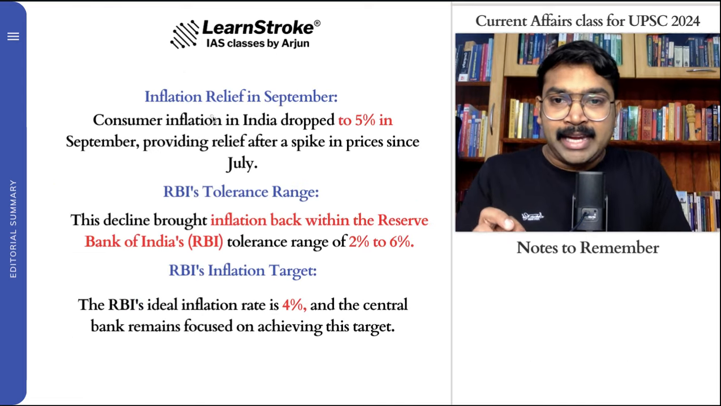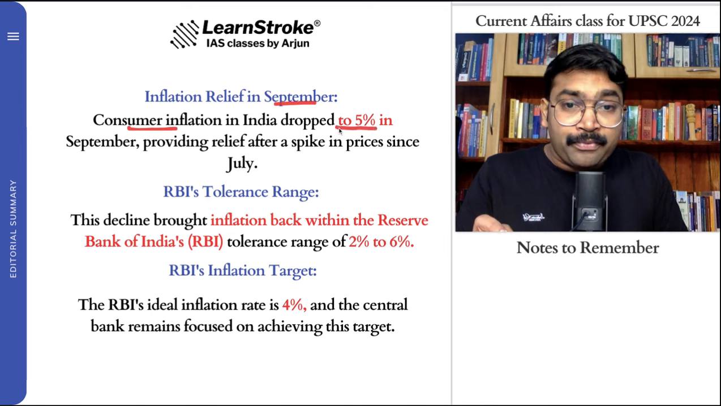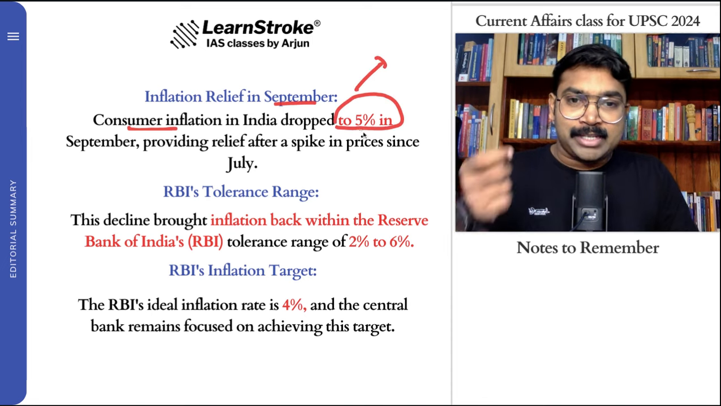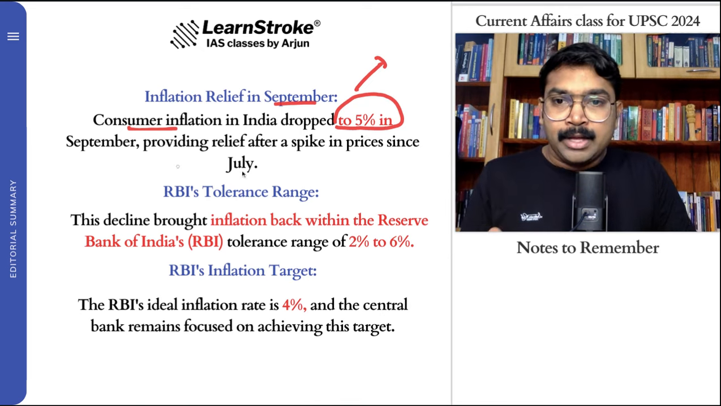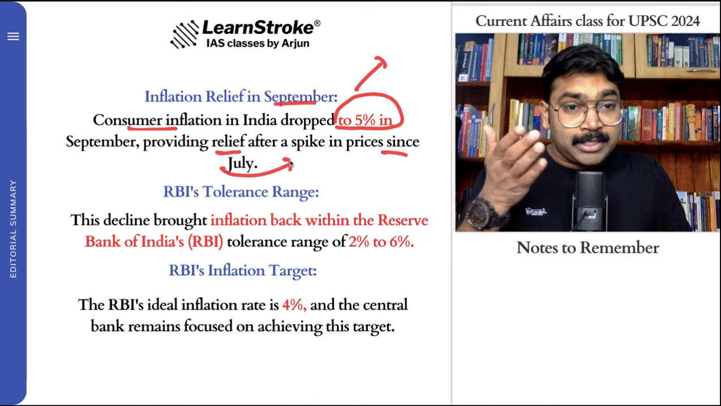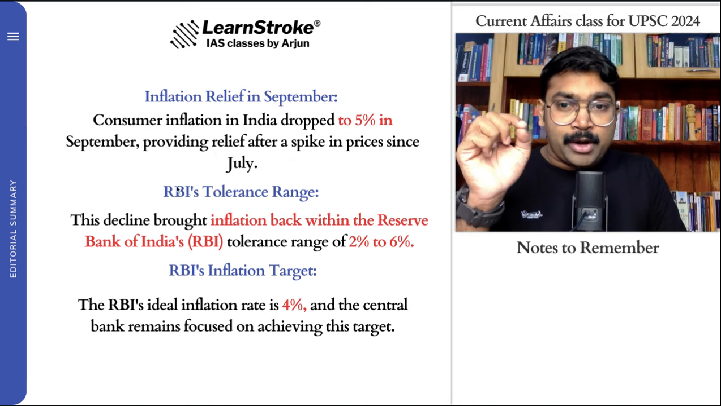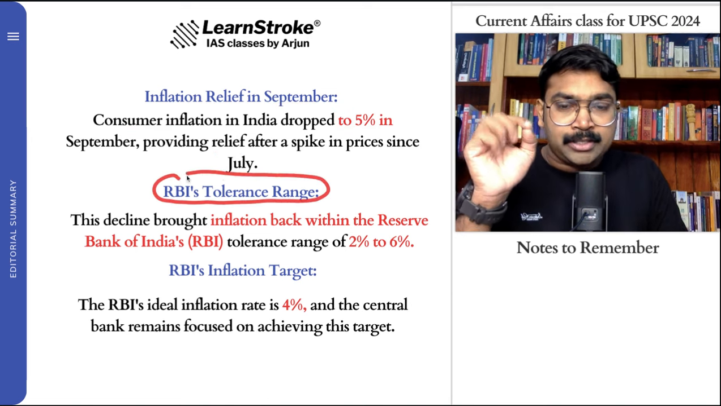The editorial says inflation relief in September. Consumer inflation in India dropped to 5%. I hope now you know what consumer inflation means. It has dropped to 5%, providing relief after a spike in prices since July. So prices were high from July, and it has dropped to 5%. And in this context, what is the RBI's tolerance range?